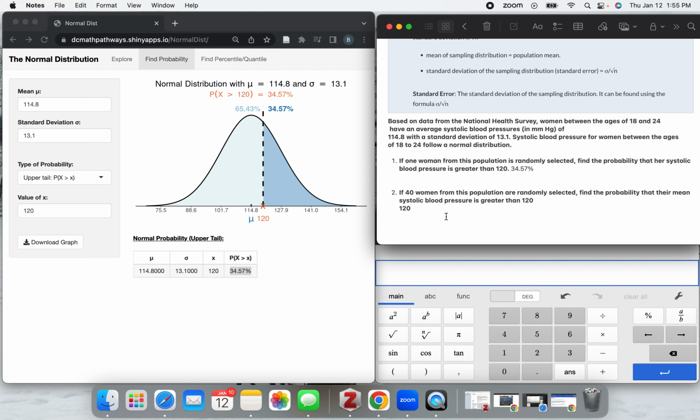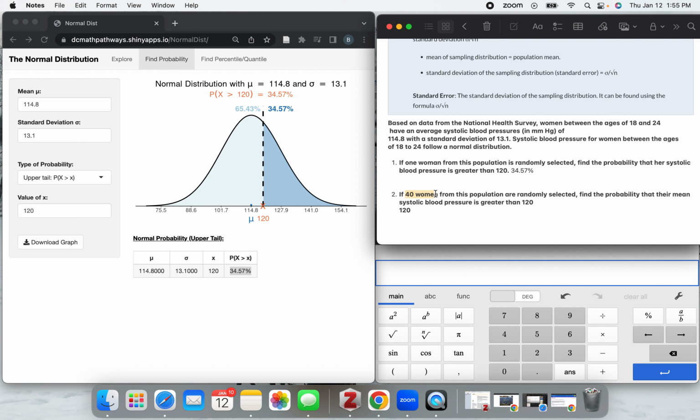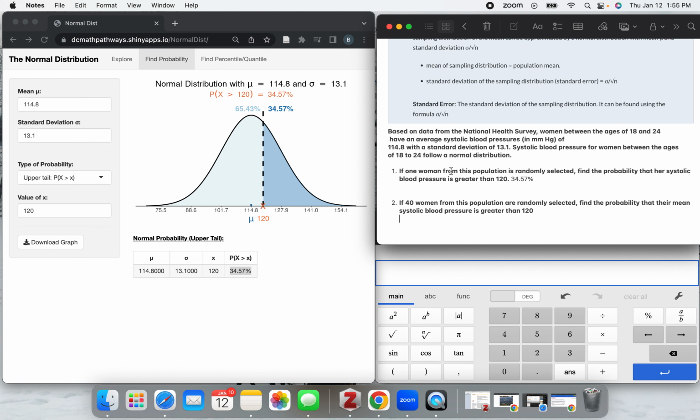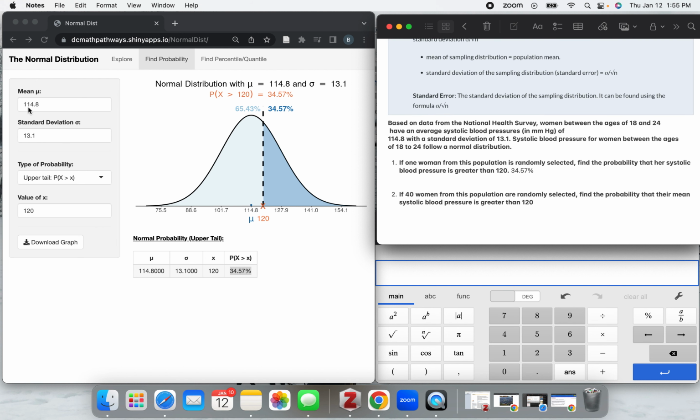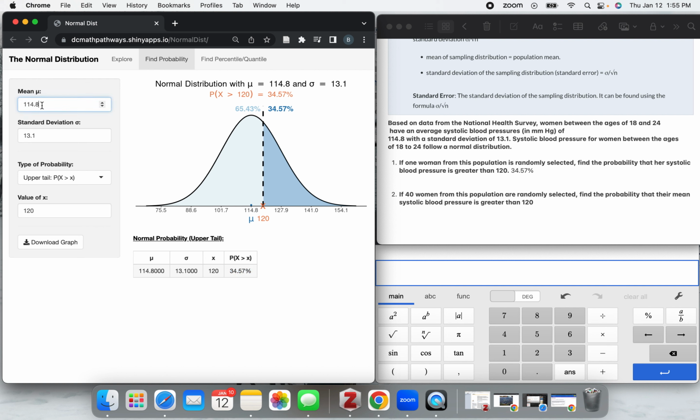Now the next one tells us we have 40 women. So we're selecting 40 women. This is a sample. We want to find the probability that their mean systolic blood pressure is greater than 120. So this time we're going to have to use the central limit theorem. So the mean of the sampling distribution will equal the population mean. So our mean is still going to stay that 114.8.